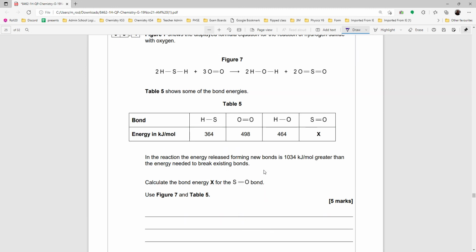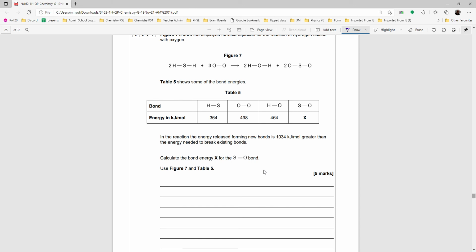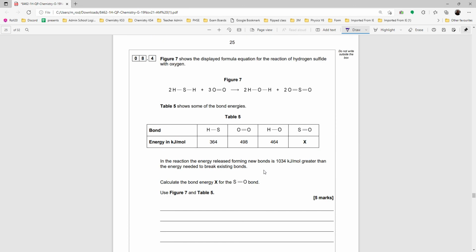An accounting question. Because that's really what this is. Numbers in and numbers out. This figure 7 shows the displayed formula for the reaction of hydrogen sulfide and oxygen. This shows the bond energies. Now you'll notice that this one is missing. In the reaction, the energy released from forming new bonds is 1034 greater than needed to break them. Now this means that more energy is going to go out, which means that this is going to be negative. It's saying that this is an exothermic reaction.